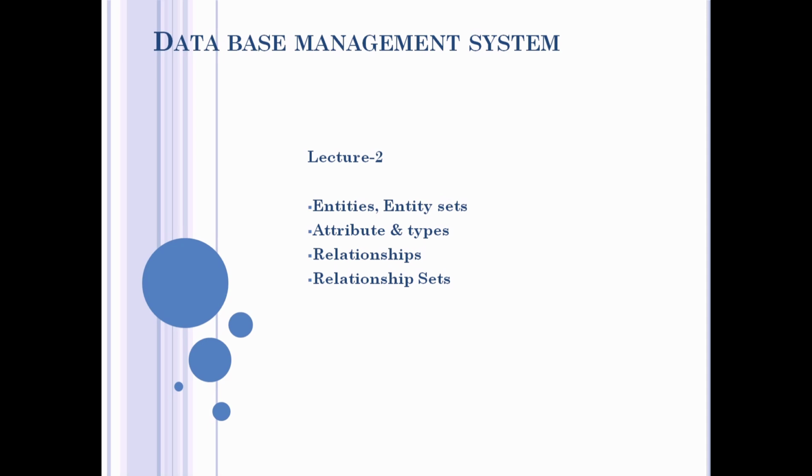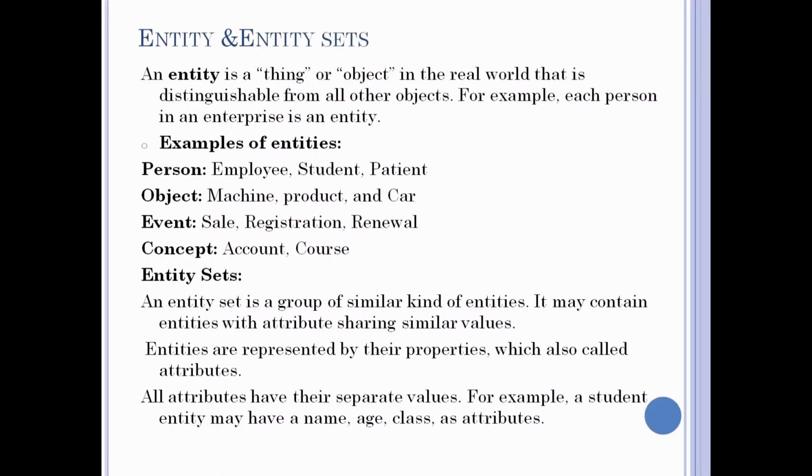In the second lecture, we discuss entities, entity types, attributes and their types, relationships and types of relationships. First, we discuss entity and entity sets. What is an entity? An entity is a thing or object in the real world that is distinguishable from all other objects. For example, if you take any organization or institution, we will have so many entities.